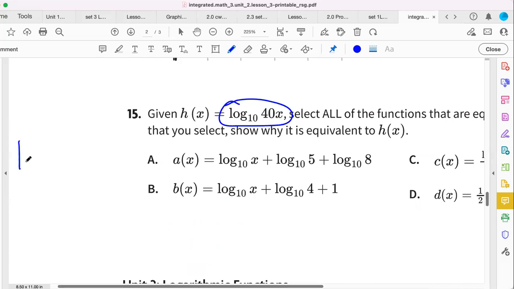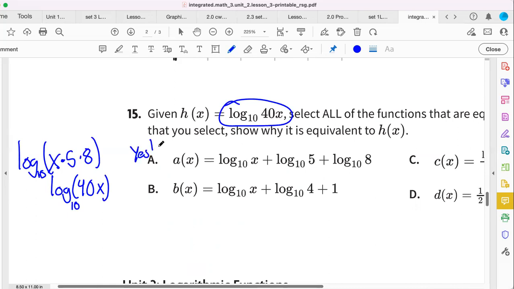Well, let's try it, because you keep your base of 10, and if you're adding all of these logs, it's really just multiplying your arguments together. And 5 times 8 is going to give you 40. And x is along for the ride. So doesn't this match? You could say, yes, it does.